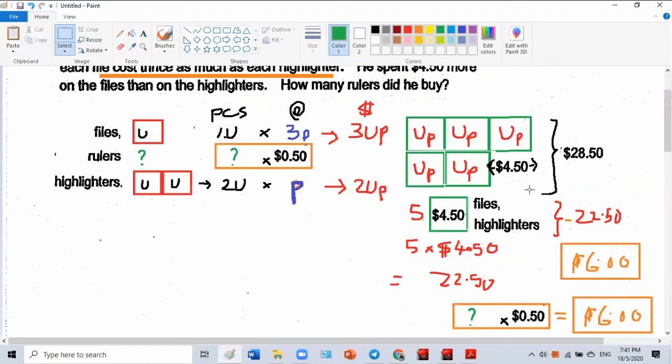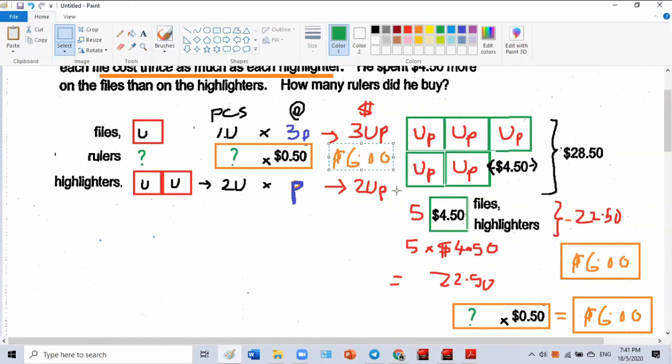This $6 is actually here. All this adds up: 3P, 2P plus $6 is equal to 28.50. Can you understand? But before that, I don't have the $6. It's only after finding what a UP is and minusing that I have $6. Then I put it here. For your understanding, this $6 must come from this, and all of them then add up to 28.50.